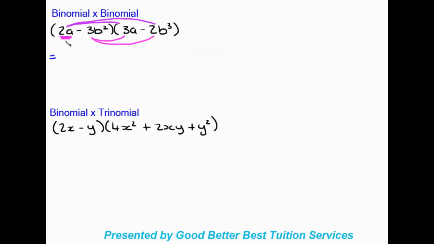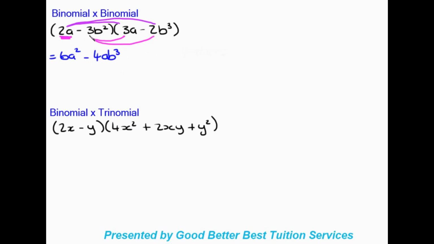So we'll start here, we'll go 2a times 3a, that gives us 6a squared. And then 2a times negative 2b cubed. So now that's remember the coefficients first. It's a negative 4a, because a is nothing to times, and then b cubed.